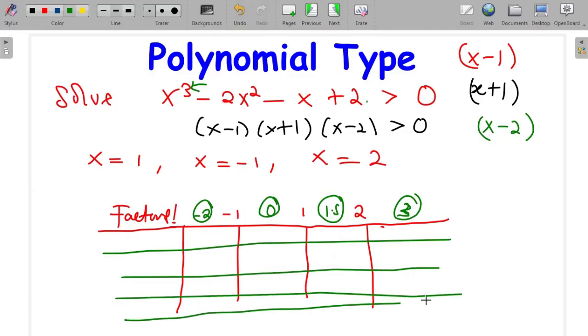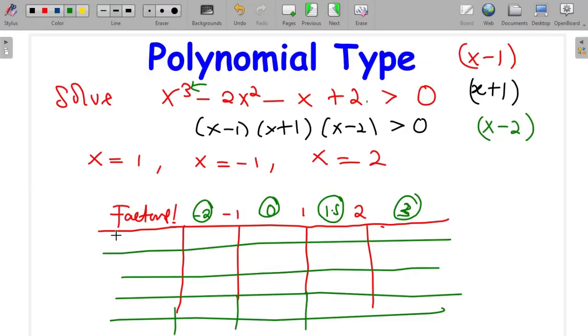Let's write properly. Okay, so the first factor is x minus 1. Then I have x plus 1. Then I have x minus 2. Okay, and then here it will be the overall.